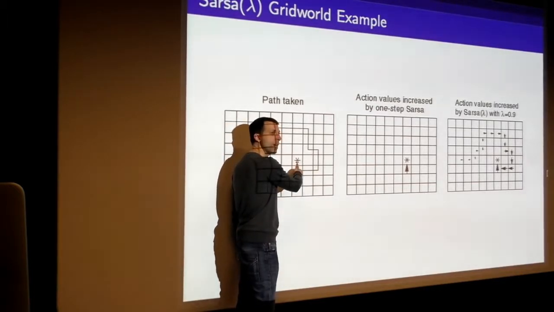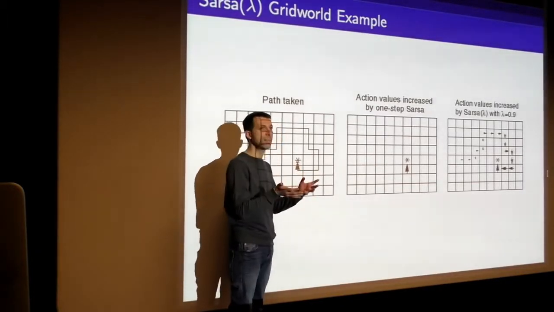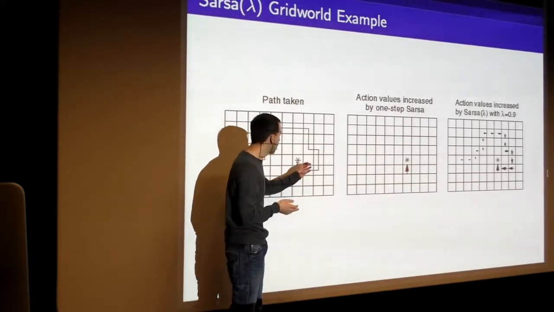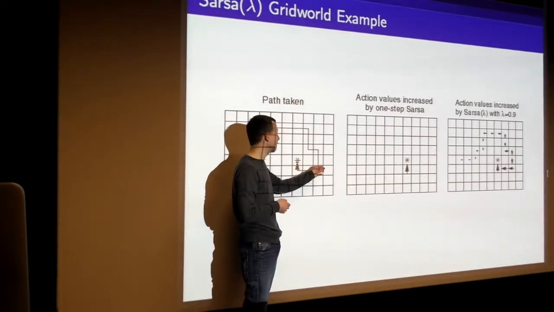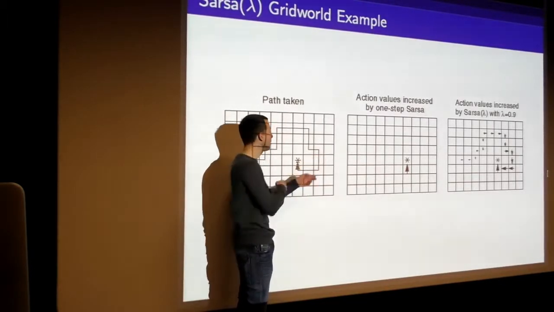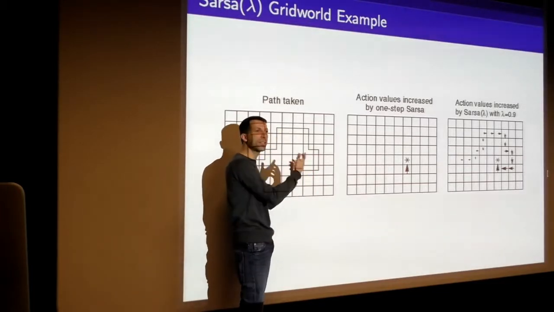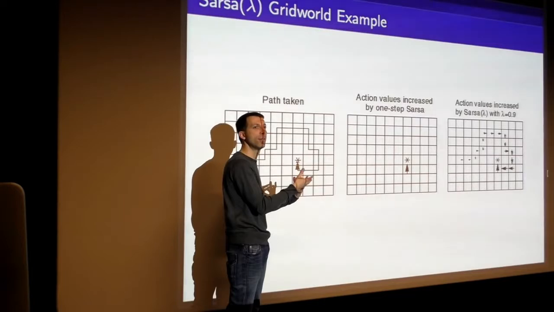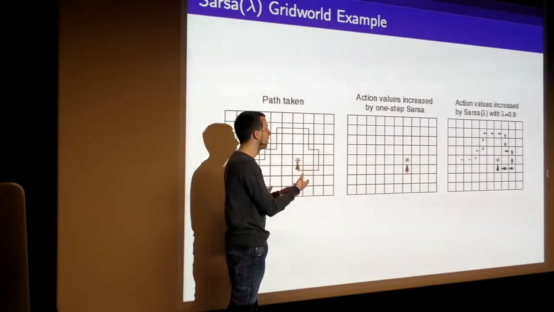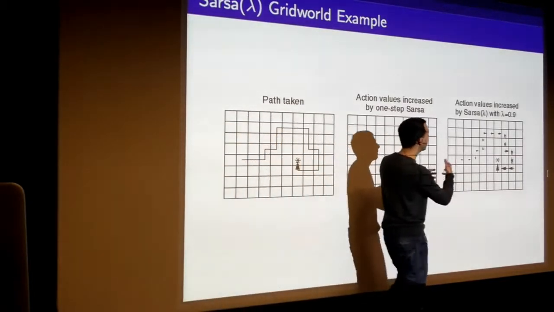For the value of going west from here, you would increase by some large amount. At the next step, that would propagate backwards. At the next episode, it propagates backwards again. But you need a lot of episodes. You're only propagating the information back by 1 step per episode in SARSA 0. Okay? In SARSA lambda, it looks quite different.